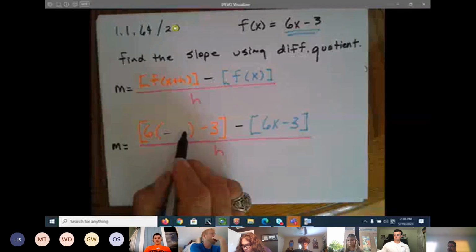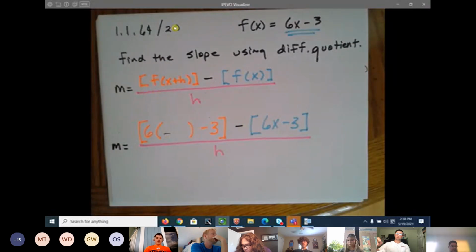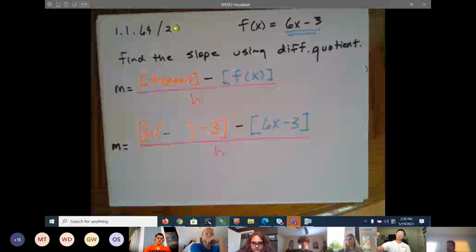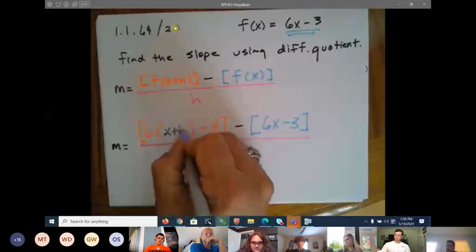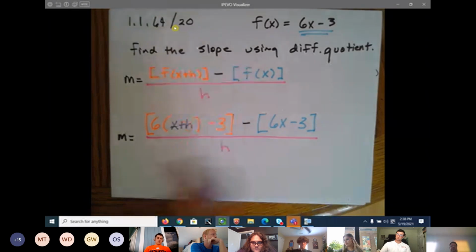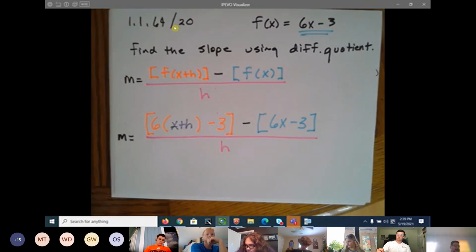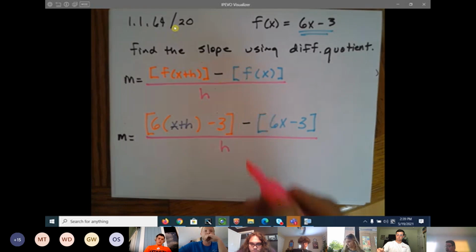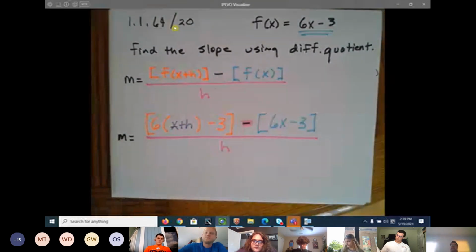Now, what goes in this set of parentheses right here? Would that be the x plus h? Good job. And I'm going to do that in purple. And now it's nothing but 100% algebra. So do it. I'm going to highlight something though. Why am I going to highlight this negative right here? Because we have to distribute it. It will ruin your answer if you don't do it correctly.